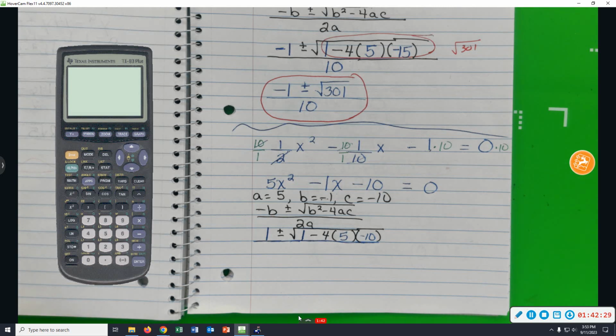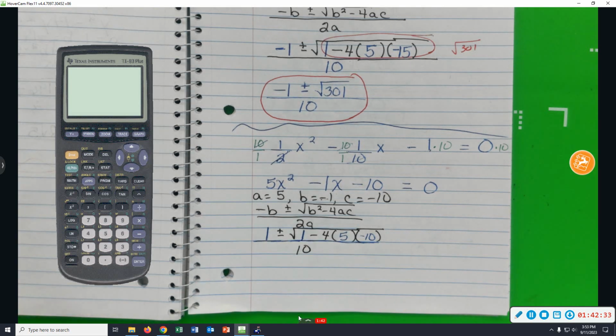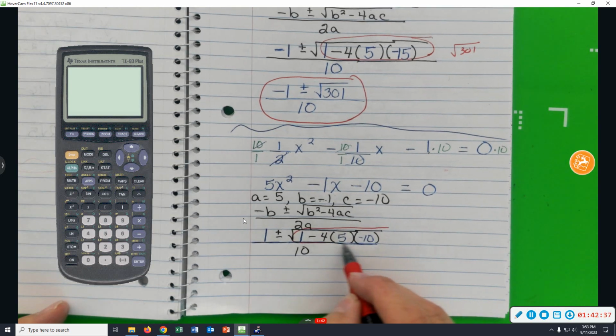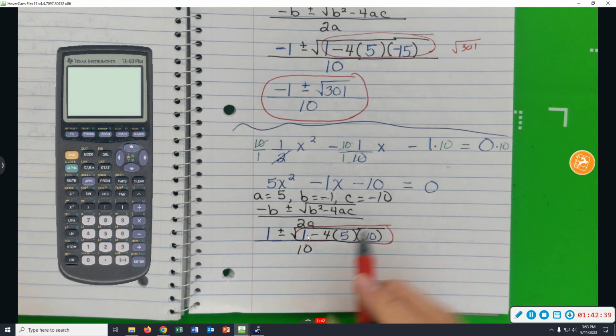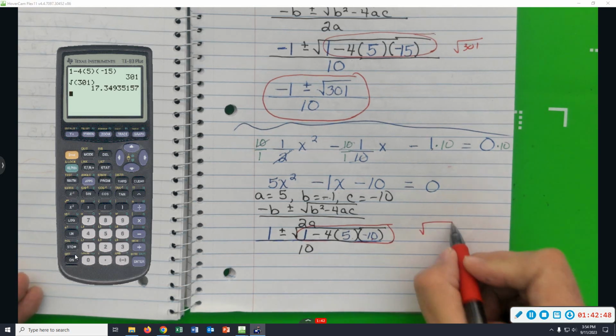What's going to be on the bottom? 10. What are we going to get under there? I do my mental math. This is negative 20 times negative 10, so that's 200. 1 plus 200, it'll be square root of 201.